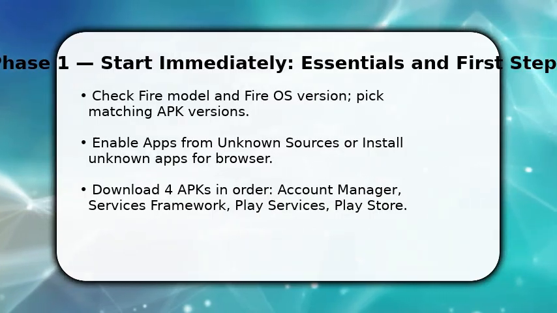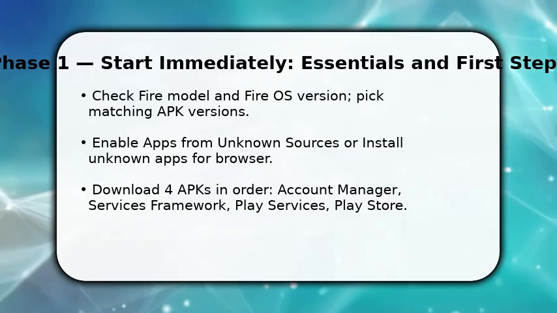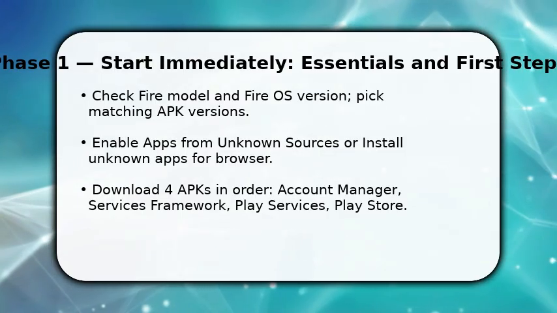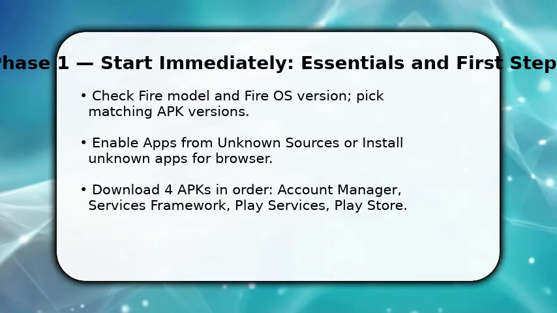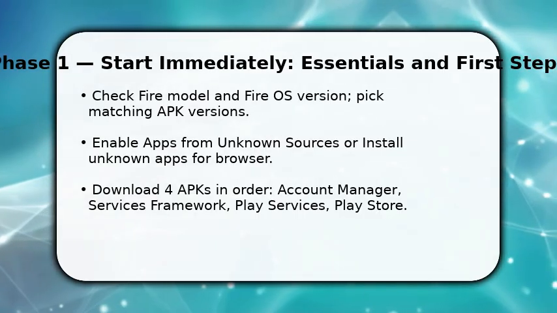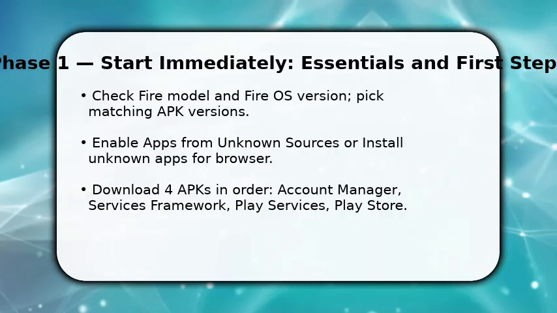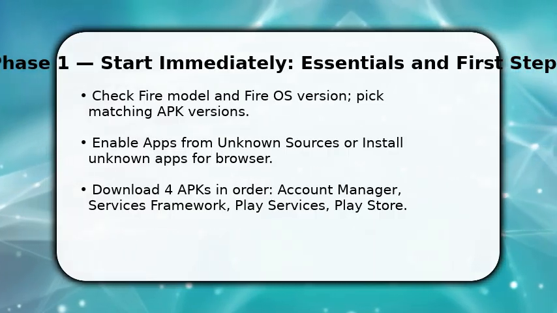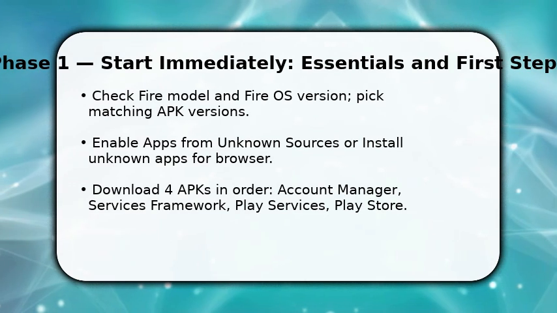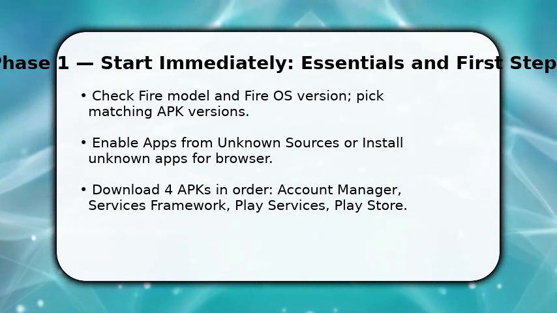Now, using the Silk browser, download 4 specific APKs in sequence: Google Account Manager, Google Services Framework, Google Play Services, then Google Play Store. Download them but don't install yet. Keeping the order is essential since each package depends on the previous one.